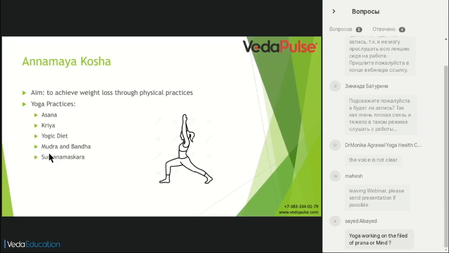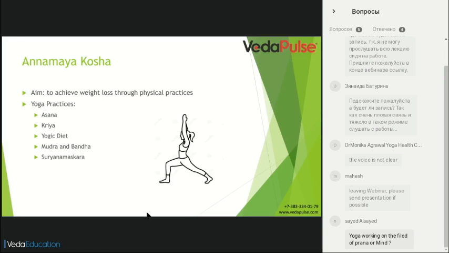There are different sets of mudras and bandhas. We specifically use the Uddiyana bandha, which is the abdominal lock, and then there are other mudras which will help in increasing the metabolic activity in the body. И также используем различные мудра и бандха, например, Удьяна бандха – это брюшной замок, и используем различные мудры, которые стимулируют метаболизм. But a very important factor at the physical level is going to be the diet.